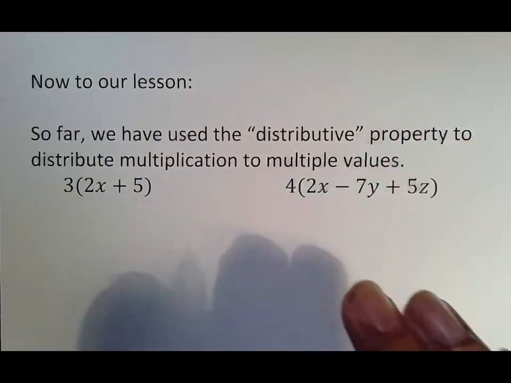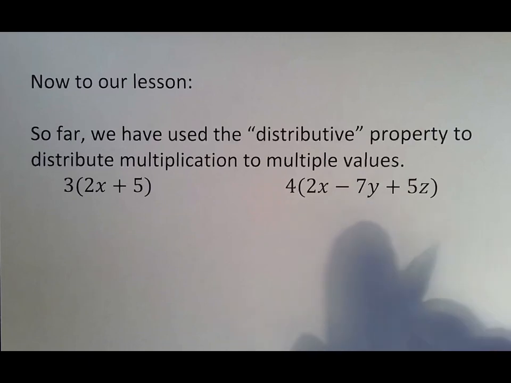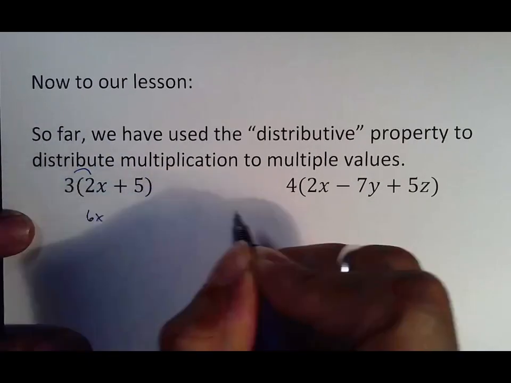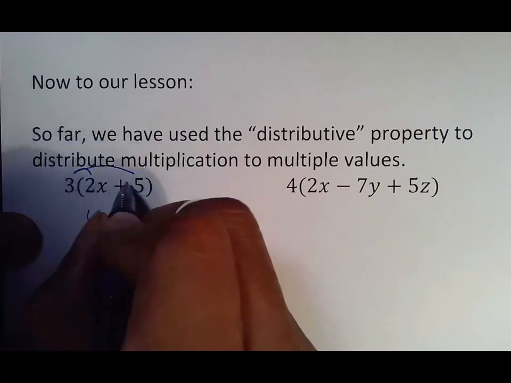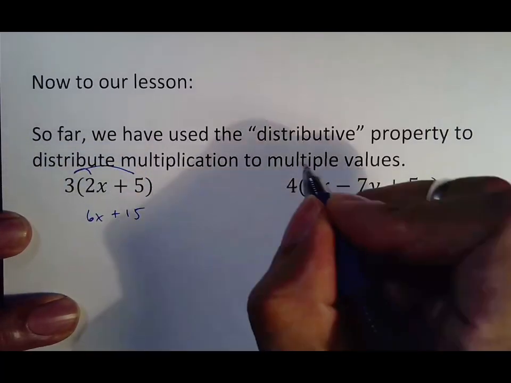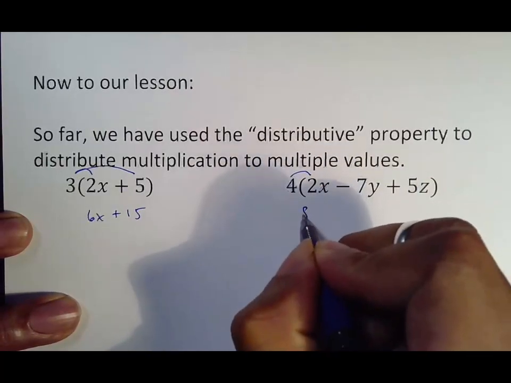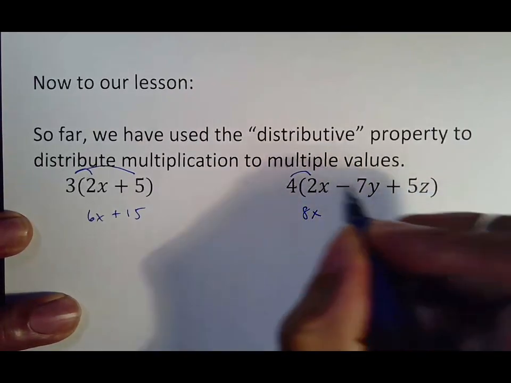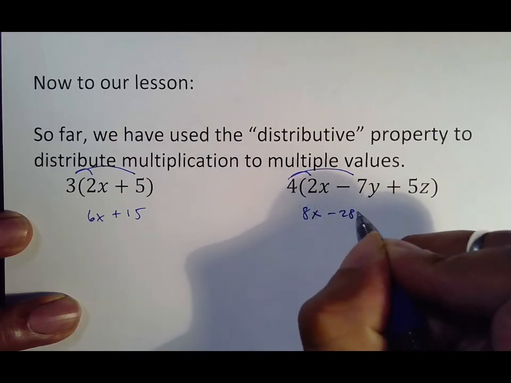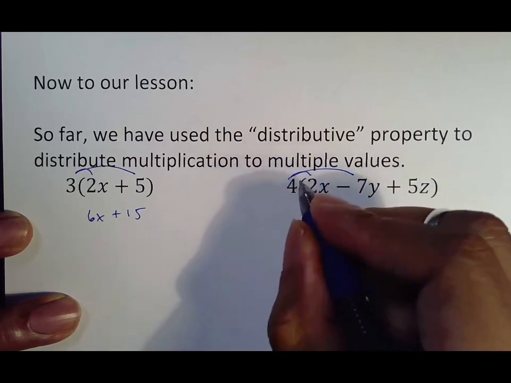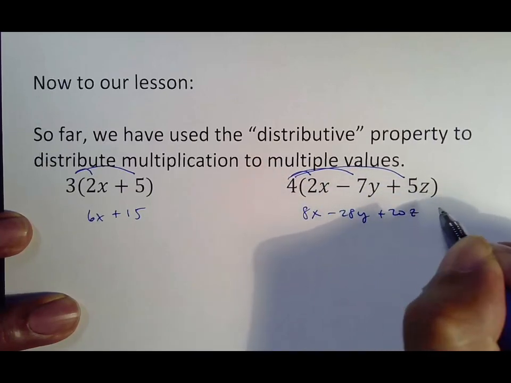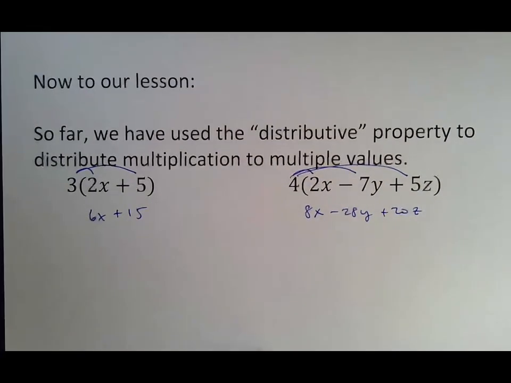So far we've used the distributive property to distribute multiplication. So what we've done is we've said 3 meets 2x, which 3 times 2 is 6. Bring down your x. 3 meets 5. 3 times 5 is a positive 15. That's it. We've said 4 meets 2x, 4 times 2 is 8, bring down your x. 4 meets negative 7y, 4 times negative 7 is negative 28, bring down your y. 4 meets 5z, 4 times 5 is 20, bring down your z. And that's what we did so far.